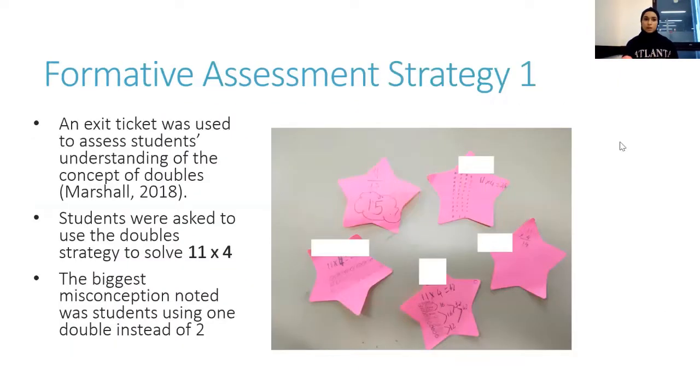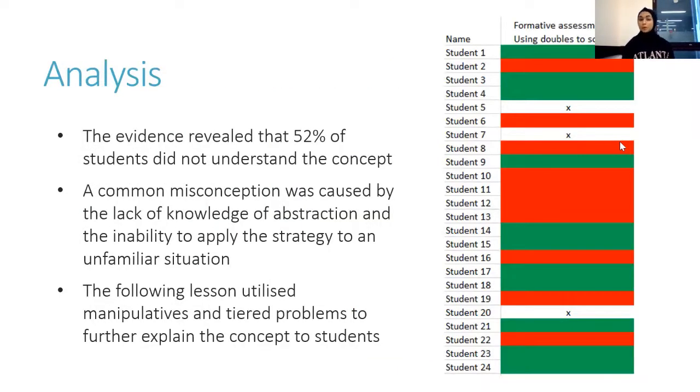At the end of the lesson, I had the students complete an exit ticket as part of their formative assessment. I asked them to solve 11 times 4 using the doubling strategy. To the right, you can see a couple of the responses that the students gave me. These students either attempted to use the doubling strategy without success or did not understand the doubling strategy to be able to apply it. So the evidence revealed that approximately 52% of the students did not understand the concept.